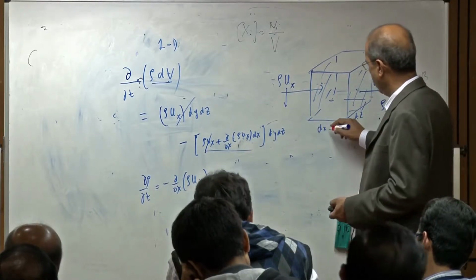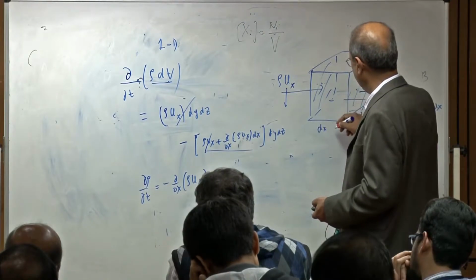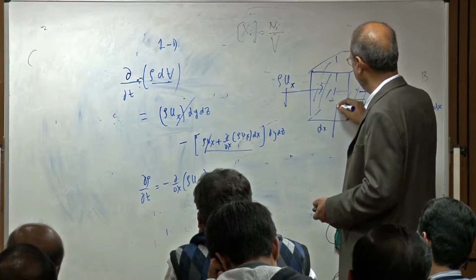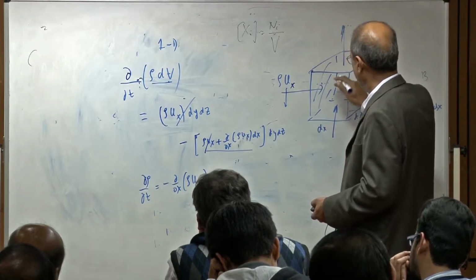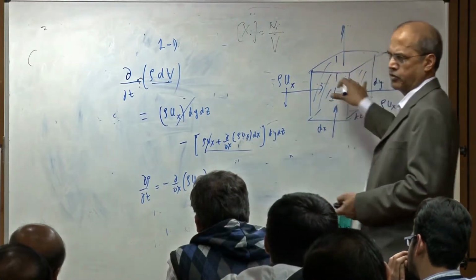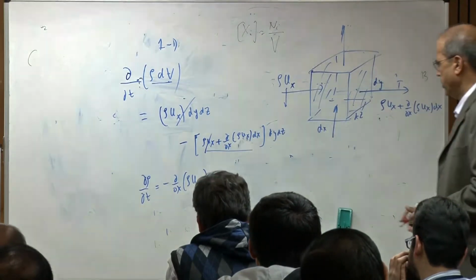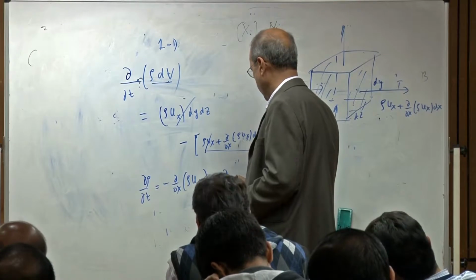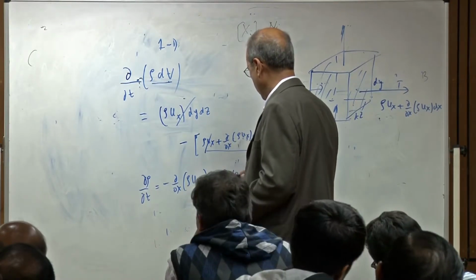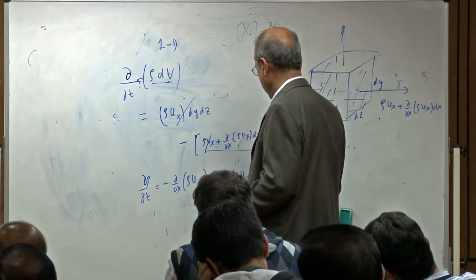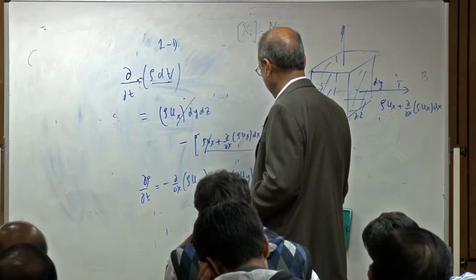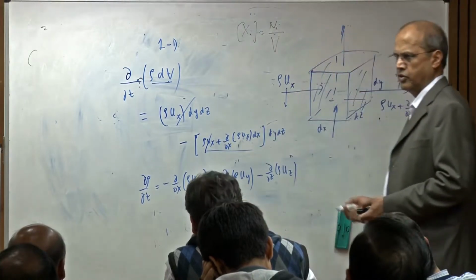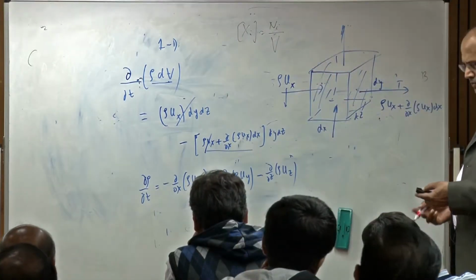Now, we can consider the other two dimensions. So this is dy, the y direction, and then perpendicular to the board is the z direction. So you can add similar terms here, minus d dy of rho uy, minus d dz of rho uz. So that is the mass conservation.